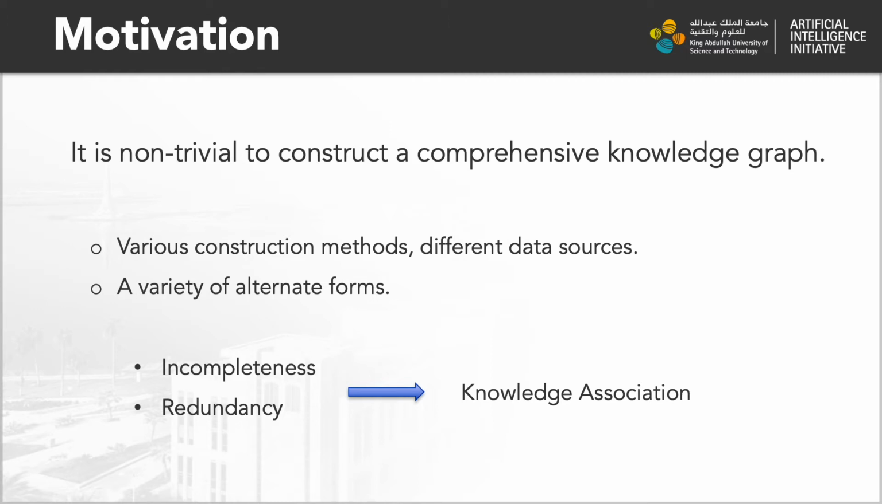However, it's not easy to construct a comprehensive knowledge graph which includes the whole information about entities in the real world, because knowledge graphs usually are constructed by various methods using different data sources and languages. Also, users always have different language habits to express their needs, and sources use different alternate forms. So, incompleteness and redundancy of knowledge graphs motivate the study of knowledge association, which aims to associate knowledge that shares the same semantic meaning but has different surface forms.